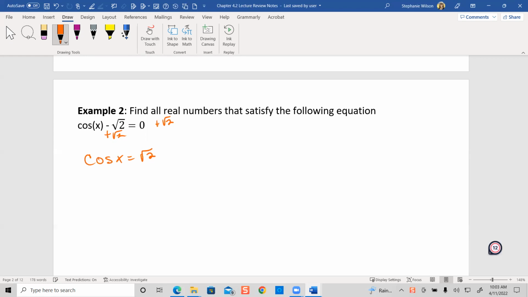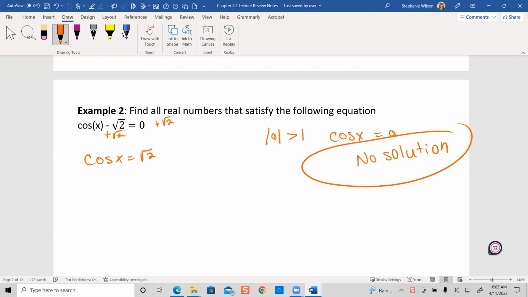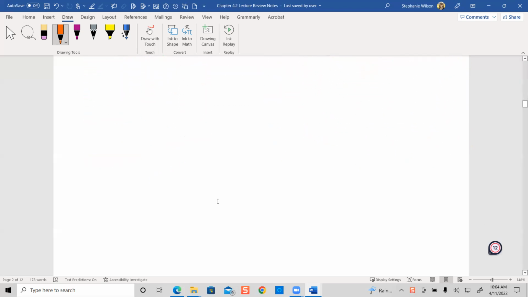Now that I have that, I am going to go back to that rule up there, where it states that if the cosine is greater than, less than, whatever it may be, and where the absolute value of a cannot be greater than 1, then if it is, cosine of x is equal to a has no solution. So in this case here, we have no solution. A is the square root of 2. Okay.